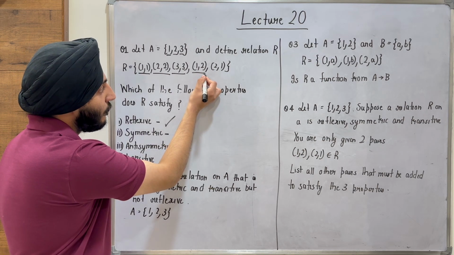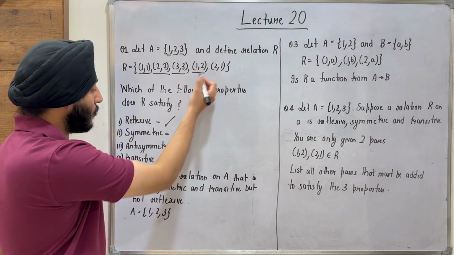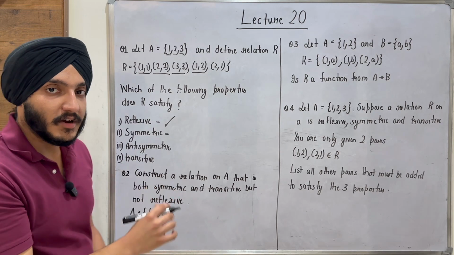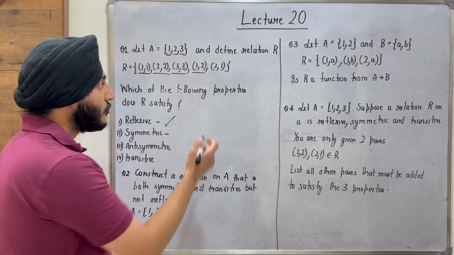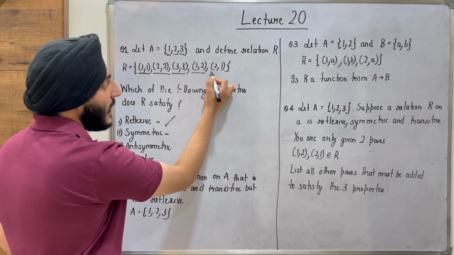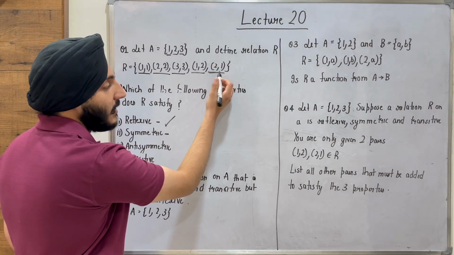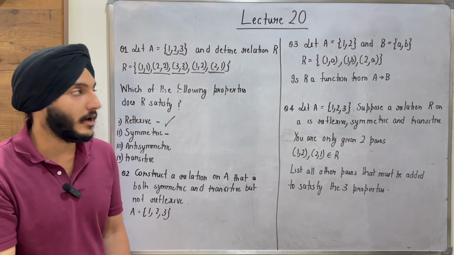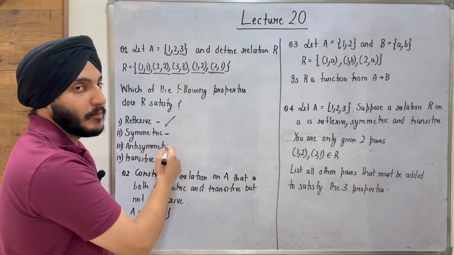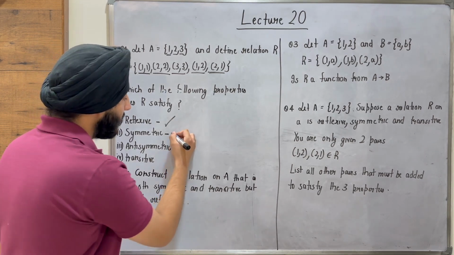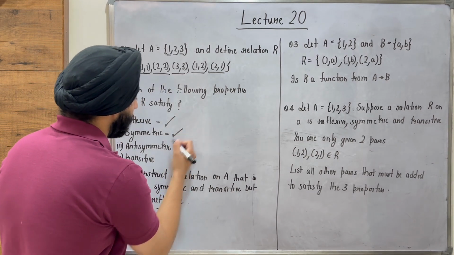Let's take a look at the fourth one, right? 1 is related to 2. According to the symmetric definition, if A is related to B, then B should also be related to A, right? So I see 1 is related to 2 and 2 is also related to 1. Hence, the condition has been satisfied, right? But think about it. If I had removed this condition, then this wouldn't be symmetric anymore. But in this case, it is also going to be symmetric.